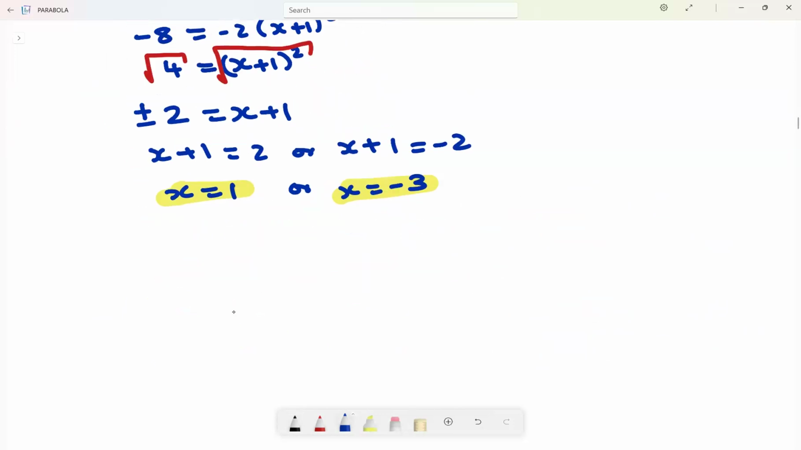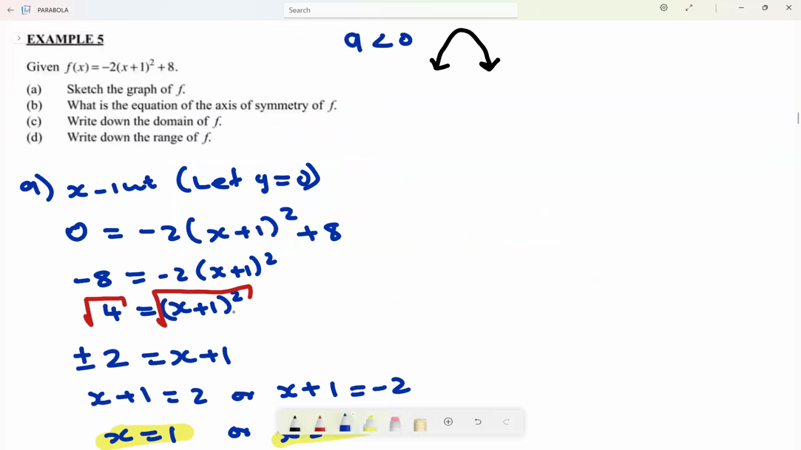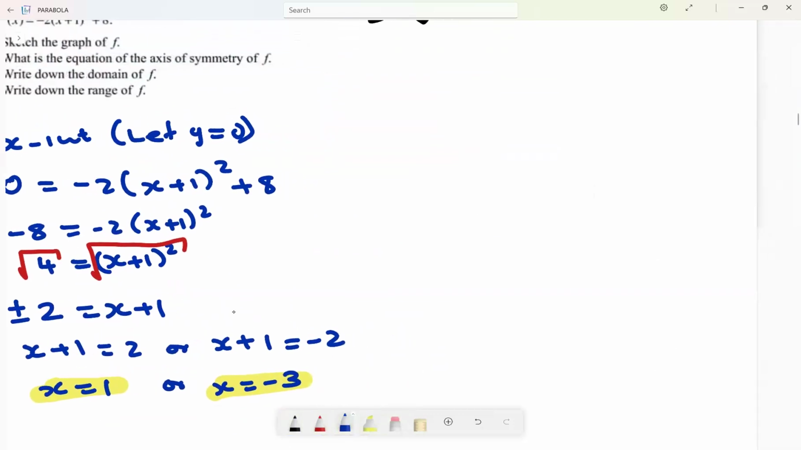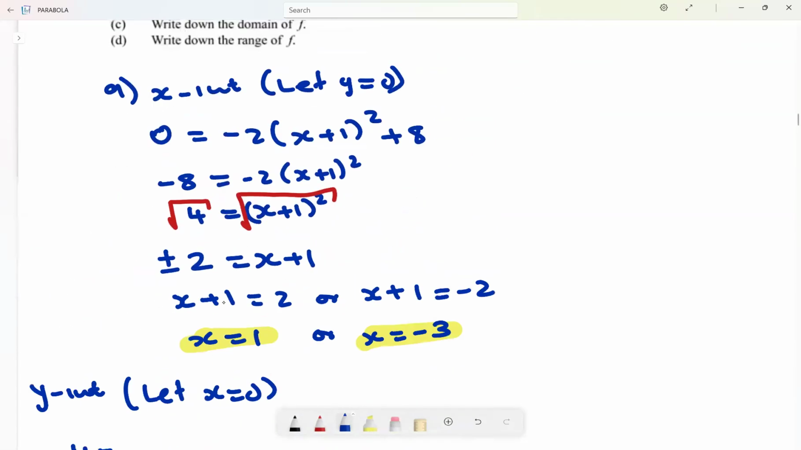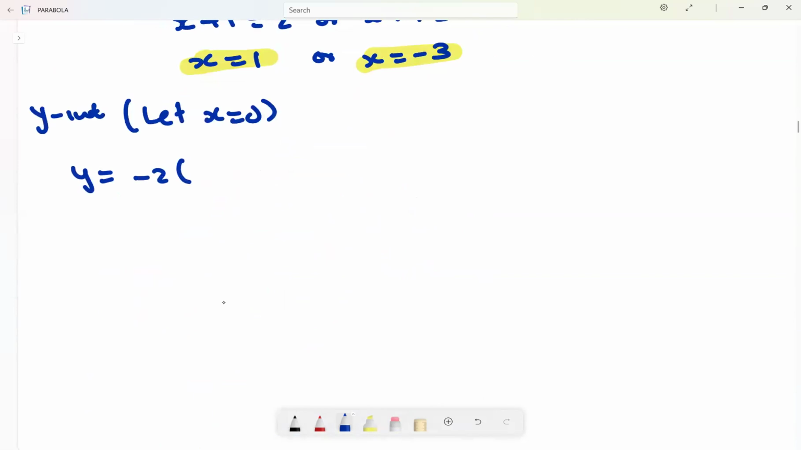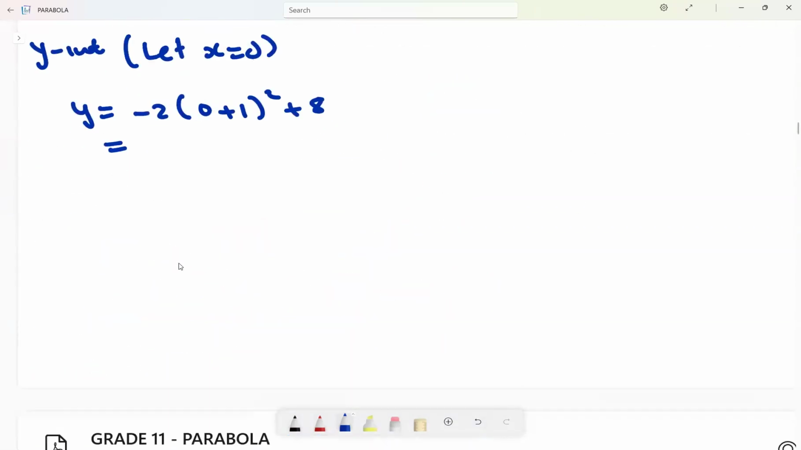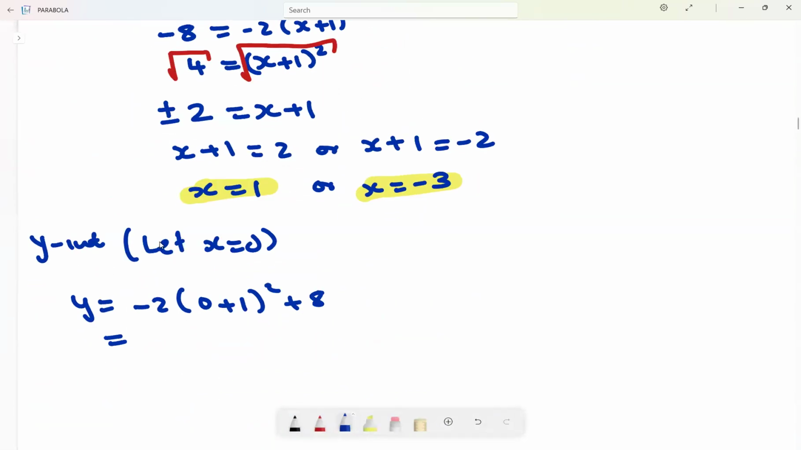Then let's look at the y-intercept. The y-intercept, what do I do? I let x equal to 0. Then I have y is equal to negative 2 into (0 plus 1) squared plus 8. Then, is it plus 1? Yes, plus 8. Then how much do I get? I get negative 2 plus 8, I get 6.